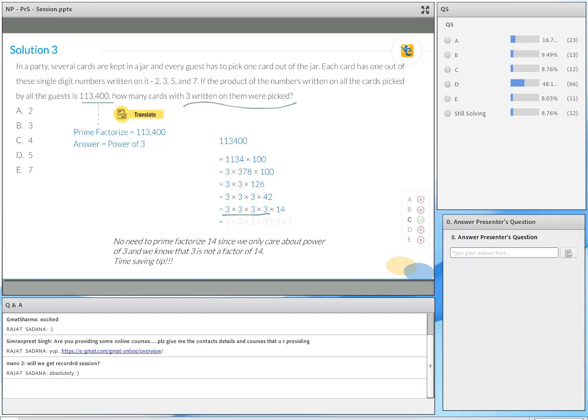Now, I'm pretty sure people who were not able to solve this question were not able to solve it because they weren't able to translate this information.